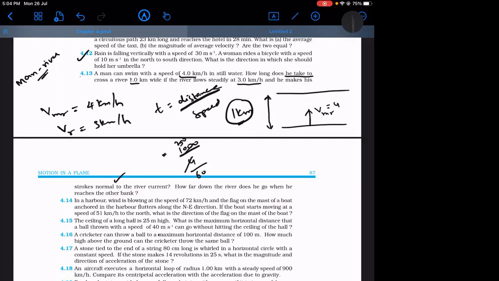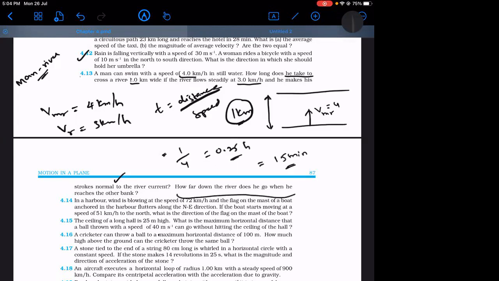So, sorry, 1 minute. I don't know why I wrote 1000. So you can write it as 1 divided by 4. He will take 0.25 hours. 0.25 hours is how many minutes? He takes 15 minutes to cross the river.